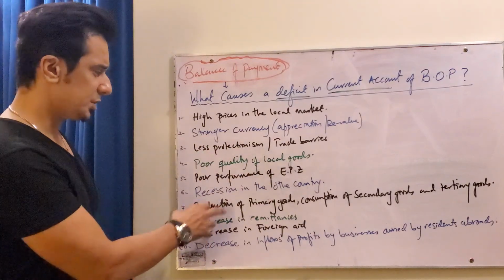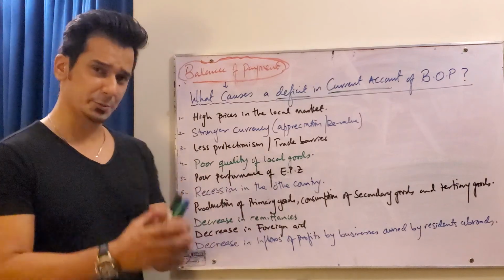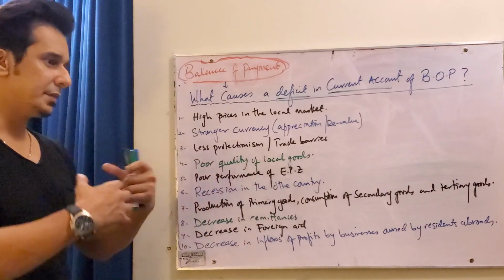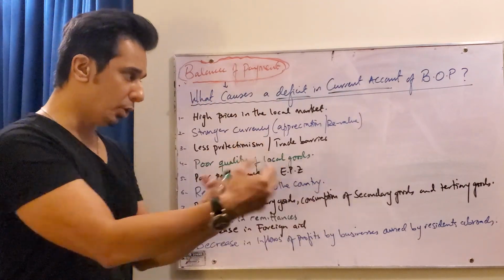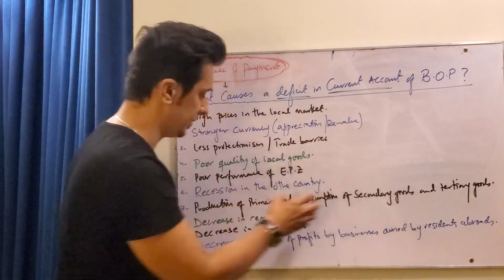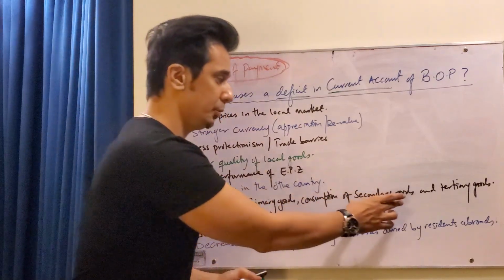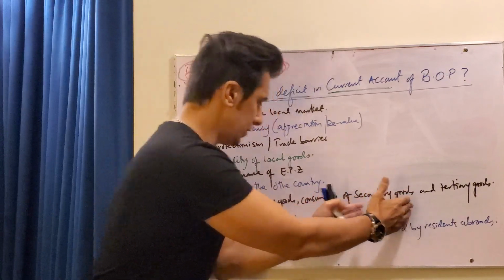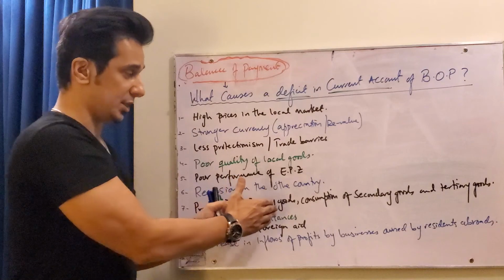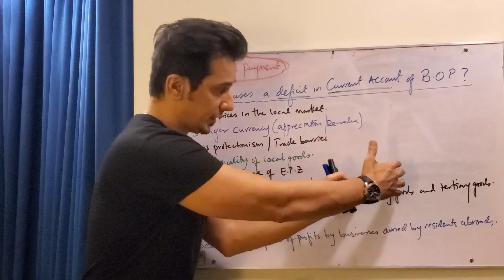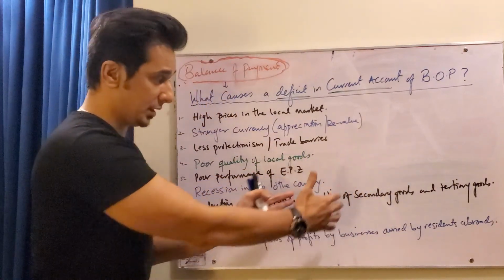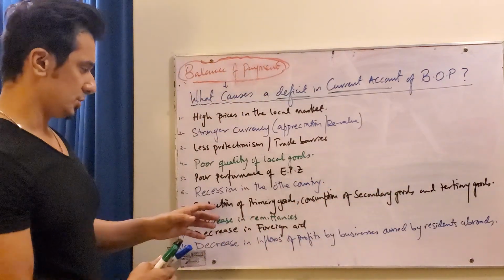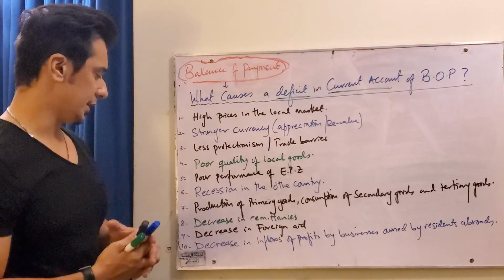The 7th point, production of primary goods. There are a lot of economies, especially developing economies, they produce primary goods and they export them, fine. They import secondary goods, that is finished form. They export raw form and they import finished form. So that means this is more expensive. This is, let's suppose, $100 and this is just $40. So let's suppose they export worth $40 and they buy that particular thing in finished form at $100. So that means there is a deficit. Or they import a lot of tertiary goods. So this would also create a deficit in the current account.